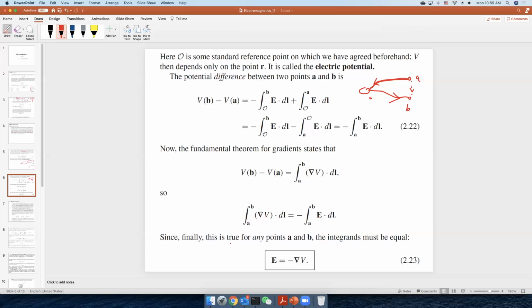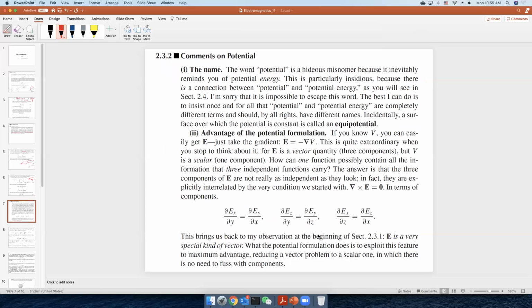And finally, this is true for any points A and B. The integrands must be equal. E equals negative divergence of V. Okay, so this is the definition and some features of electric potential.